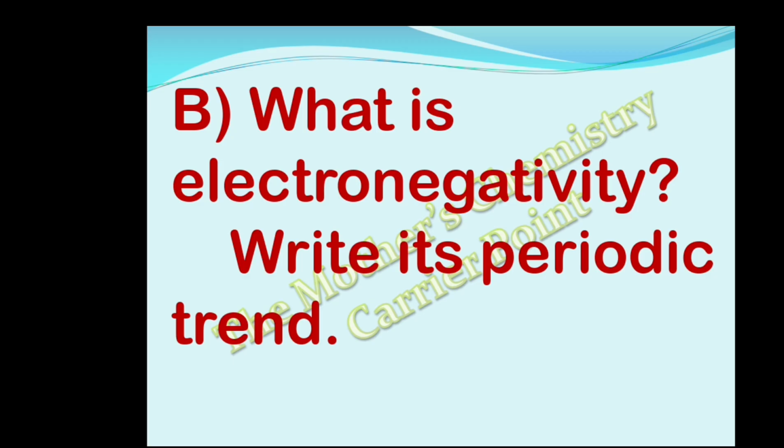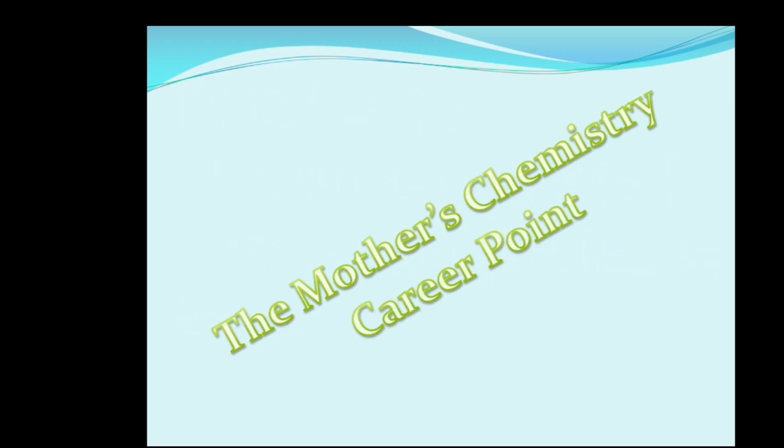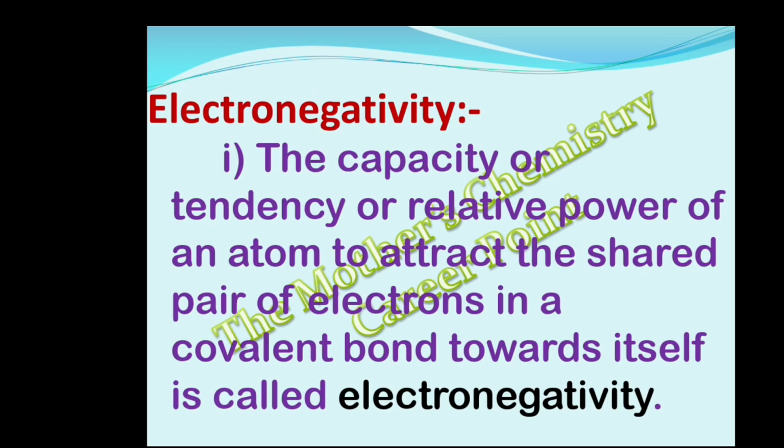Come to question number 2. What is electronegativity? Write its periodic trend. Electronegativity means the capacity or tendency or relative power of an atom to attract the shared pair electrons in a covalent bond towards itself is called electronegativity.